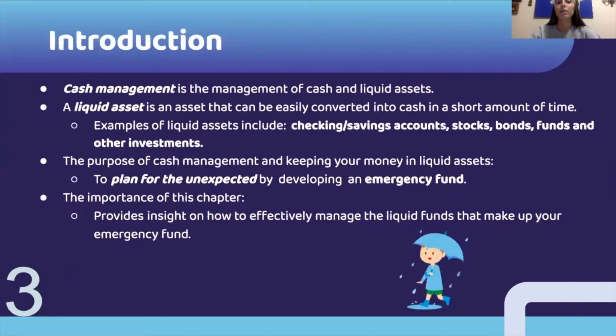So to introduce this topic to you guys, I'll start by defining cash management. Cash management is the management of cash and liquid assets. A liquid asset is an asset that can be easily converted into cash in just a short amount of time. Examples of liquid assets include checking accounts, savings accounts, stocks, bonds, funds, and other similar investments that can be quickly converted to cash. The purpose of cash management and keeping your money in liquid assets is simple. It's to plan for the unexpected by developing an emergency fund. It's basically the classic saving for a rainy day.